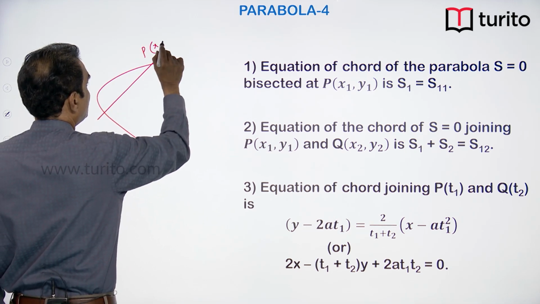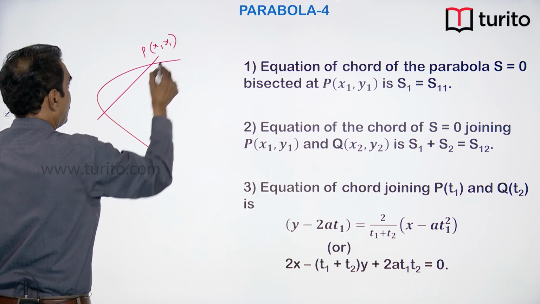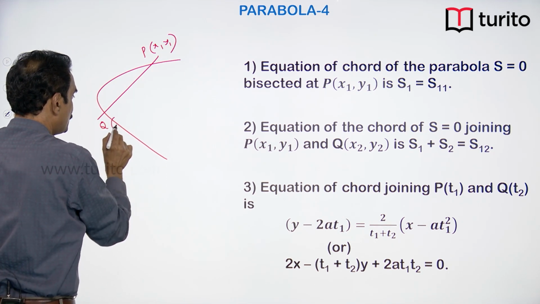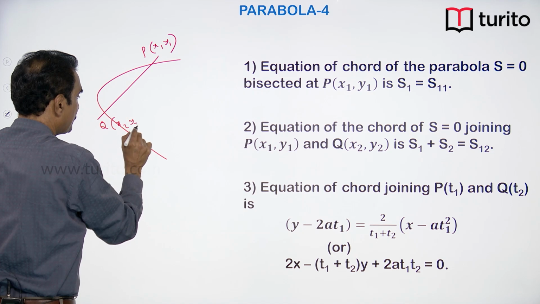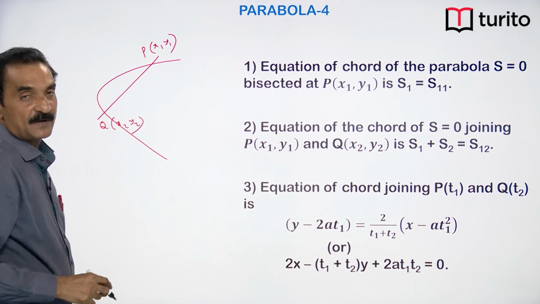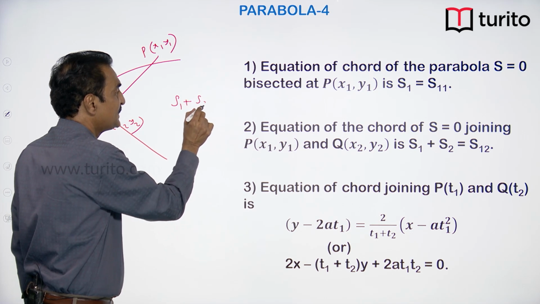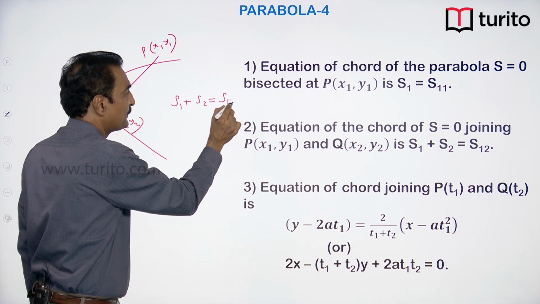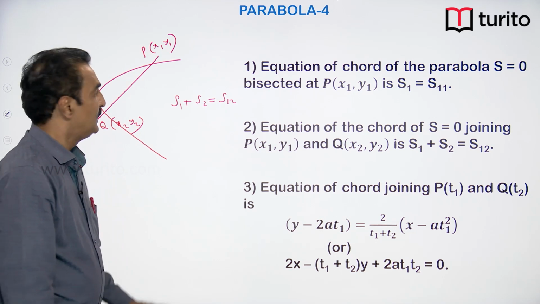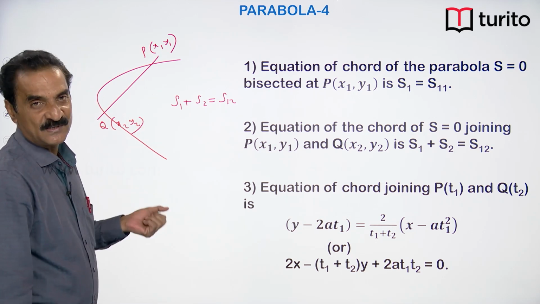If one point is x1, y1, another point is x2, y2, then the equation of the chord is given by S1 plus S2 is equal to S12. Okay. Actually, it should be proved in the circle.